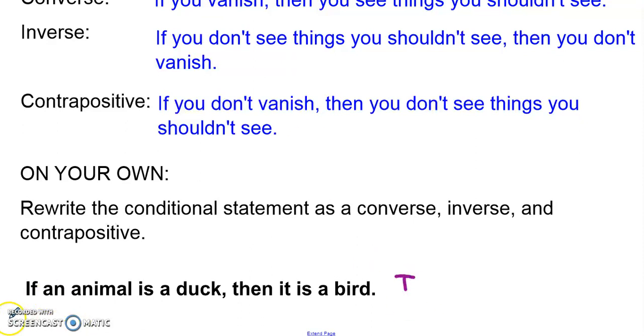As you rewrite the converse, inverse, and contrapositive, I want you to also mark whether those statements are true or false. So you're going to rewrite them on your own, and then decide, do you think that statement is always true? Remember, if you can find a counterexample, then the statement would not always be true.